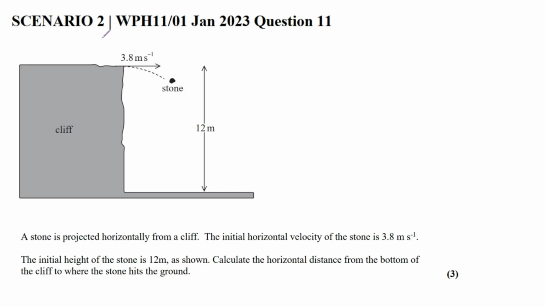Now, let's see. The stone is projected horizontally from a cliff. The initial horizontal velocity is 3.8 meter per second. The initial height of the stone is 12 meter. Calculate the horizontal distance from the bottom of the cliff to where the stone hits the ground. So they're asking for this horizontal distance. But for this horizontal distance, you need the time. This is not a mandated rule, but what you generally do is find the time from the vertical aspect of the motion.